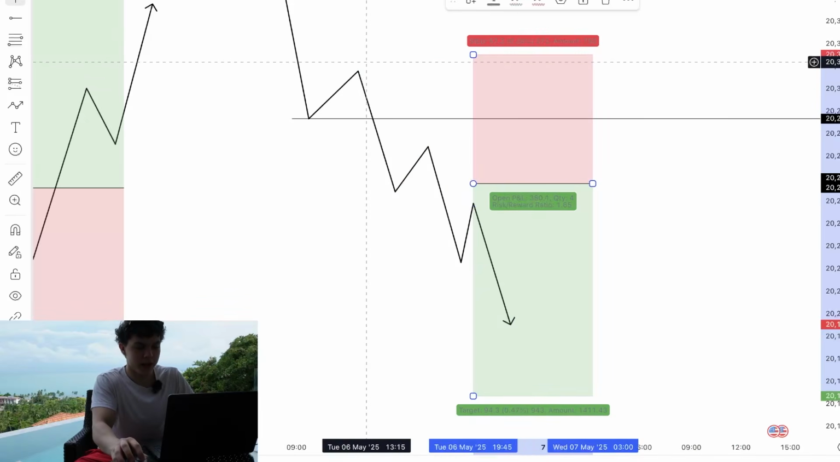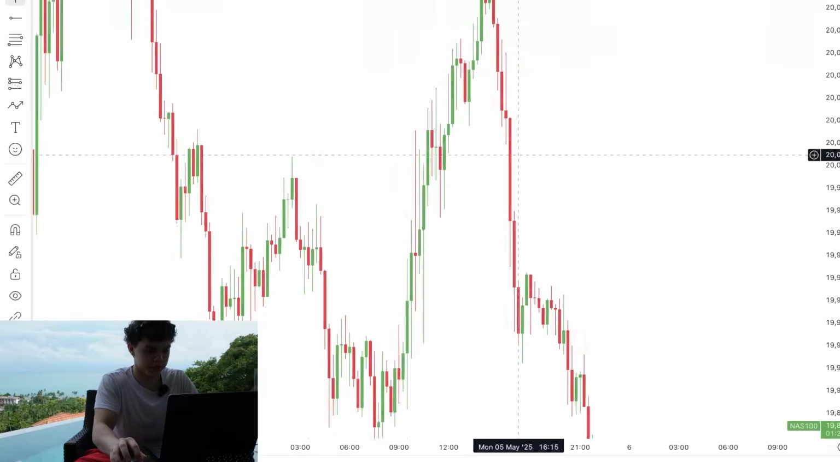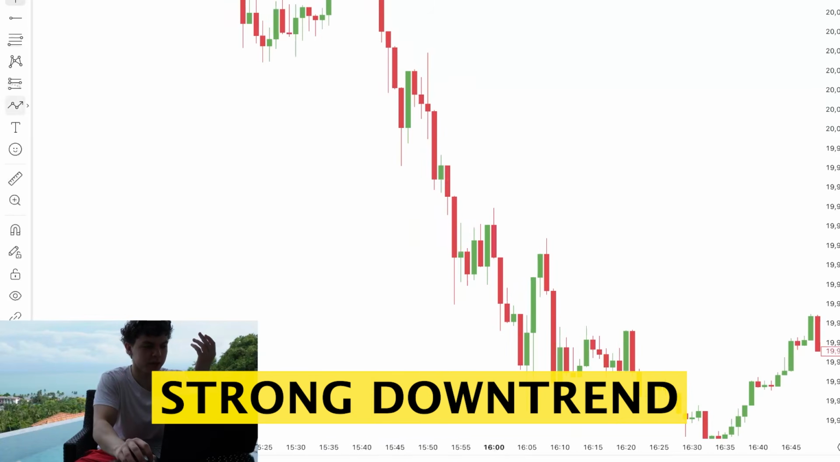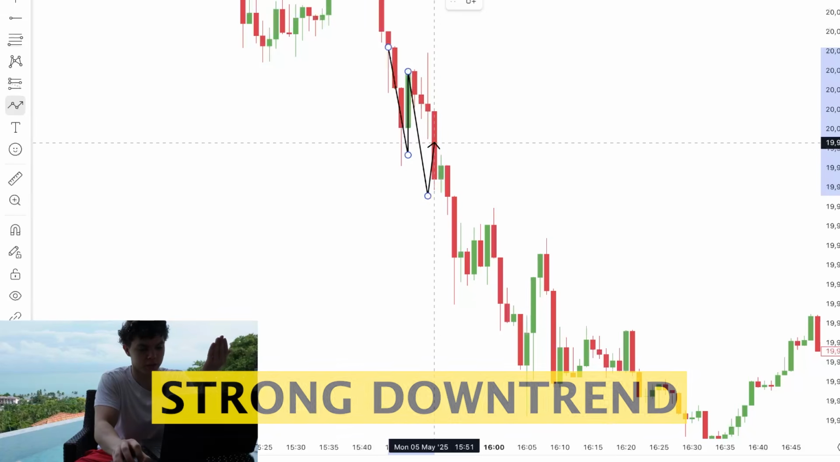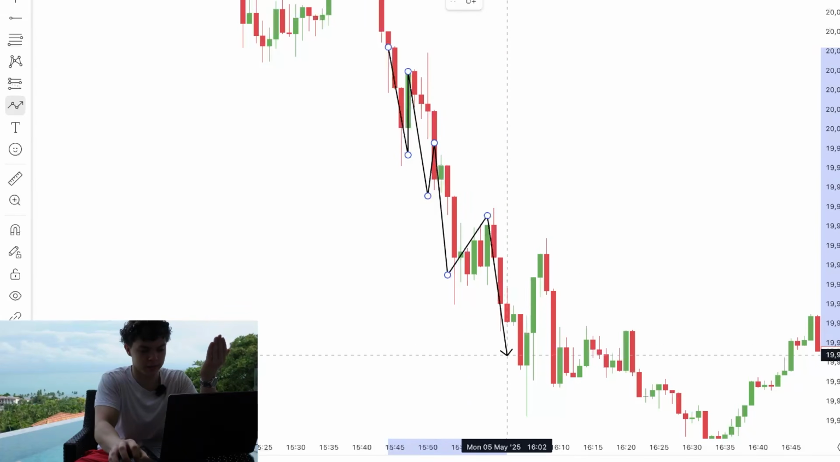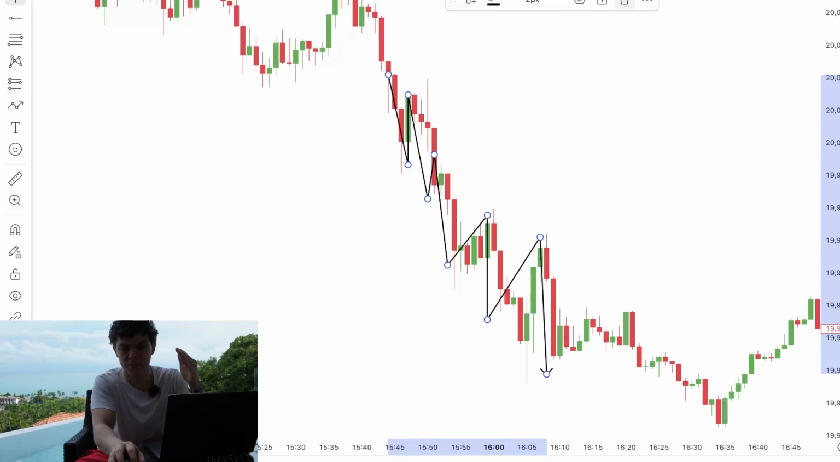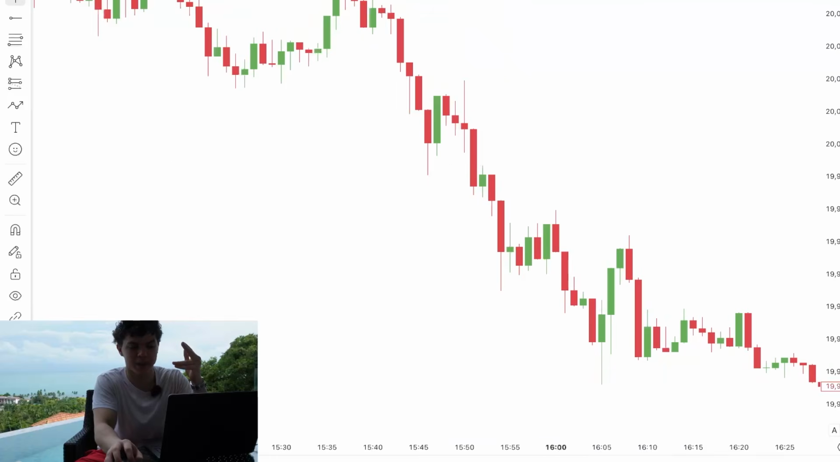Now, how do we actually follow the trend? Let me show you in the charts. Essentially, this is a downtrend. As you can see, how do we spot that this is a downtrend? Impulse, retracement, aka low lows, low highs, low lows, low highs. This constant movement to the downside in a cycle, in a trend cycle.